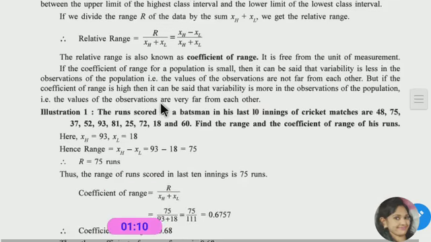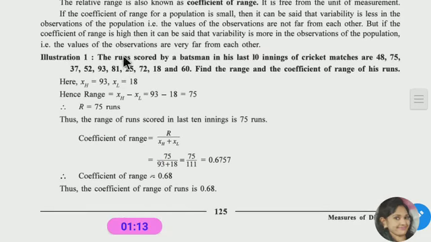Here let's see the first example. The runs scored by a batsman in his last 10 innings of cricket matches are 48, 75, 37, 52, 93, 81, 25, 72, 18 and 60. These are called observations, x. Total 10 observations are given. Find the range and coefficient of range of these runs. Here range means the absolute range, and coefficient of range means the relative range.